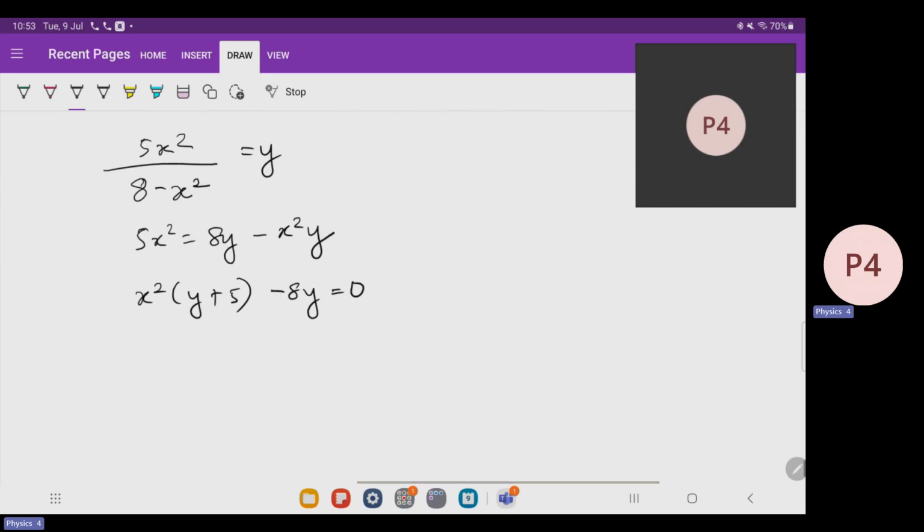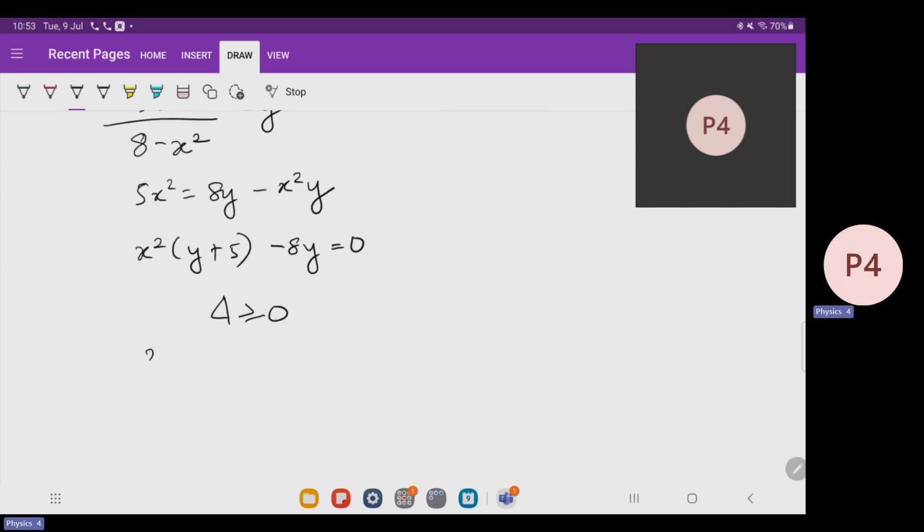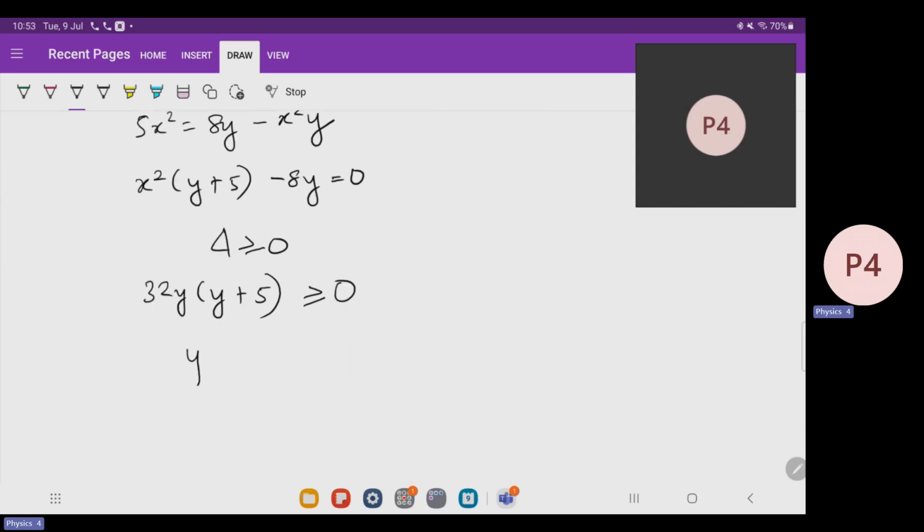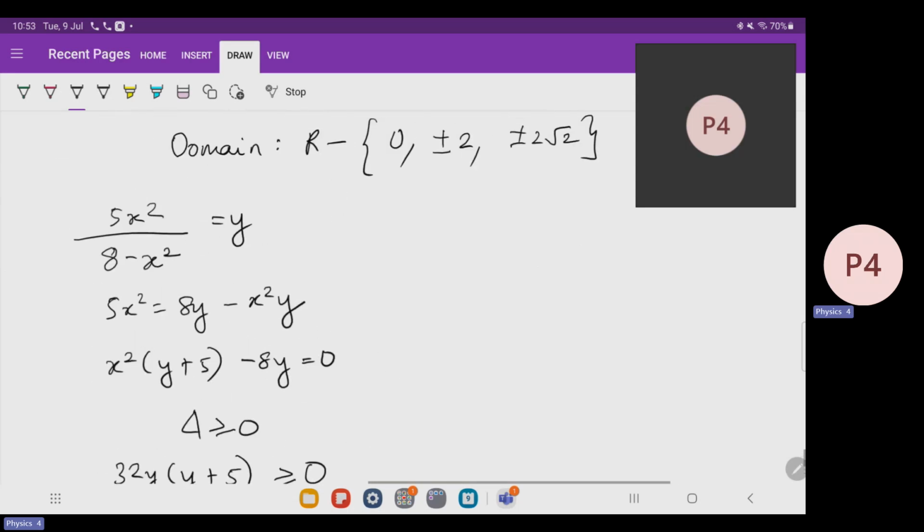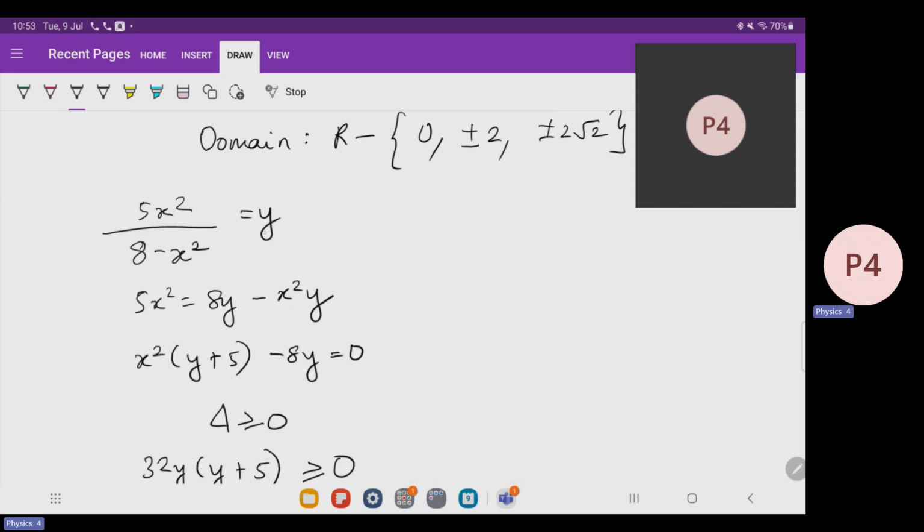Now delta should be greater than or equal to 0. So b square minus 4ac is greater than or equal to 0. This says y is less than or equal to minus 5 or y is greater than or equal to 0. Now always make sure the endpoints are included. So can this expression be 0? That is, can y be 0? When will y become 0?